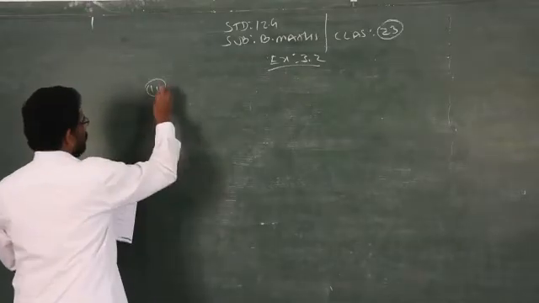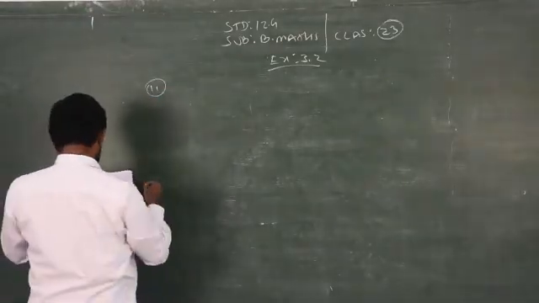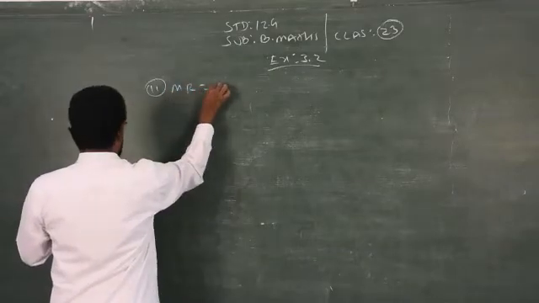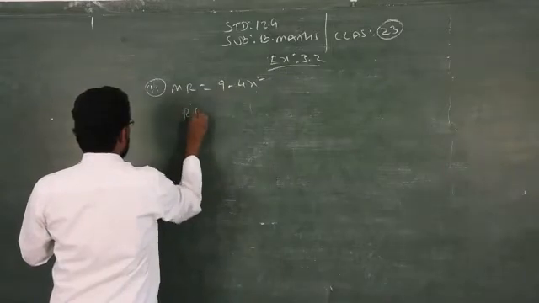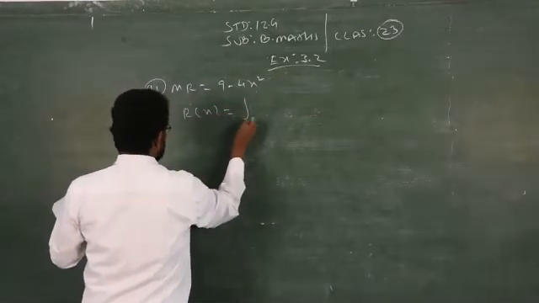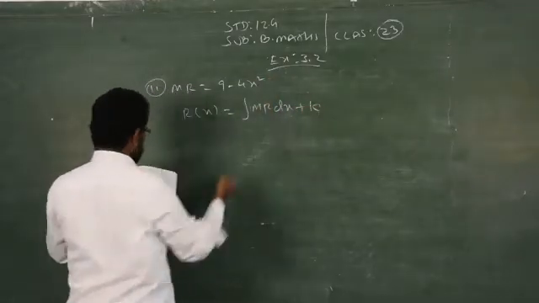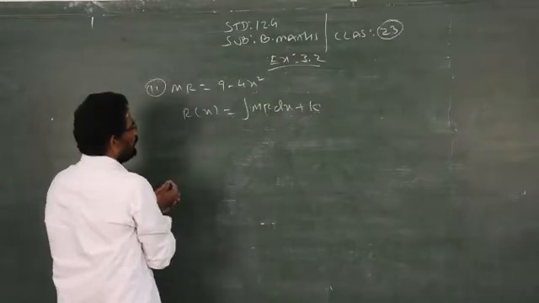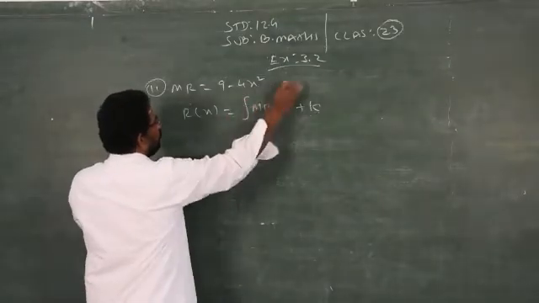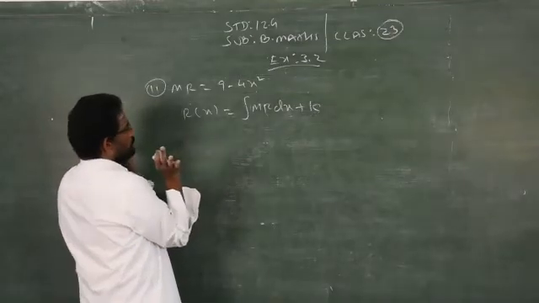Related to this sum number 11, I will tell you that you take it as homework. So MR is given, 9 minus 4x square. Now you have to find out the revenue function. Formula is integral of MR into dx plus k, because there is no information given about the limits. Therefore you have to go for the indefinite integral. No limits are given. You are asked to simply find the revenue function, that's all.